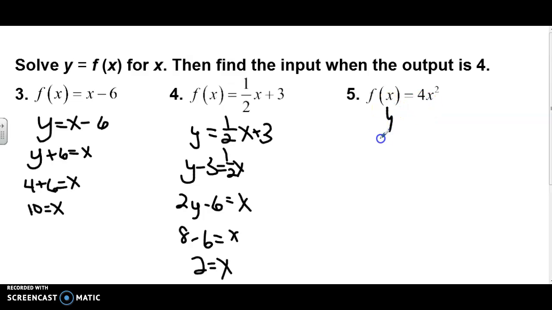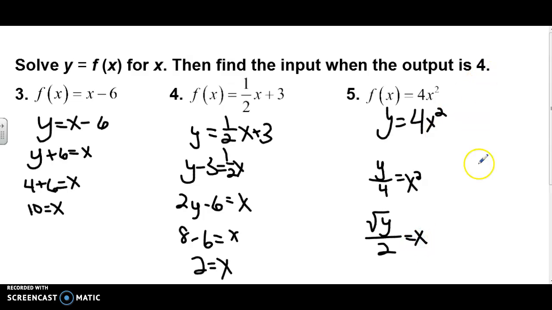For this one, we first make f of x equal to y. Divide both sides by 4. Take the square root of both sides, so you end up getting the square root of y, over 2, equals x. So if you plug in 4, you get the square root of 4 over 2 equals x, which is 1. Alright, so this is the answer to these three. That's all we're going to do today. Just these types of problems, keep it nice and simple.